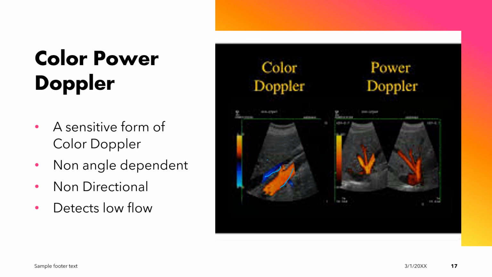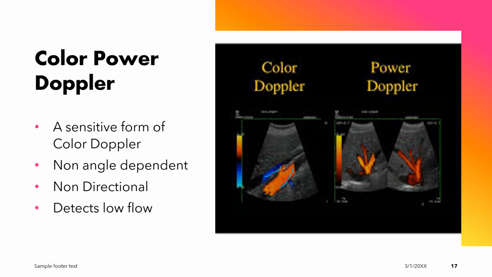And while there's a lot of flow here, it's usually very slow flow. So it might be harder to detect on your regular color Doppler ultrasound. So power Doppler is a great option. Power Doppler is going to be a little bit more sensitive, number one. And number two, it's not directional dependent. So when I put my color on here, I don't have as many things to think about if I just want to see if there's flow or not.